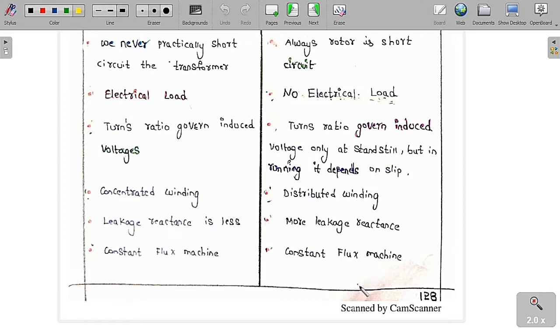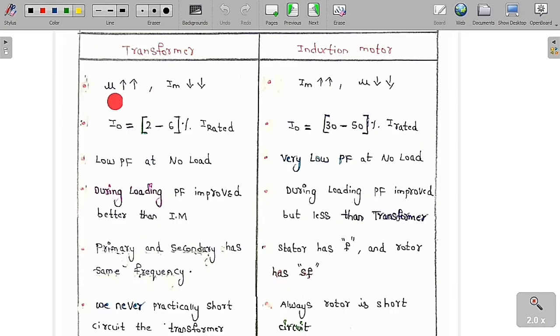So these are some of the important comparisons of the transformer and the induction motor. Let me do a quick review of the comparison in a speedy manner. In the transformer, the permeability of the core is very high, so we need a small magnetizing current to get the constant flux. Whereas in the induction motor, as there is an air gap, the permeability is very low, so we need a huge magnetizing current to produce a constant flux.